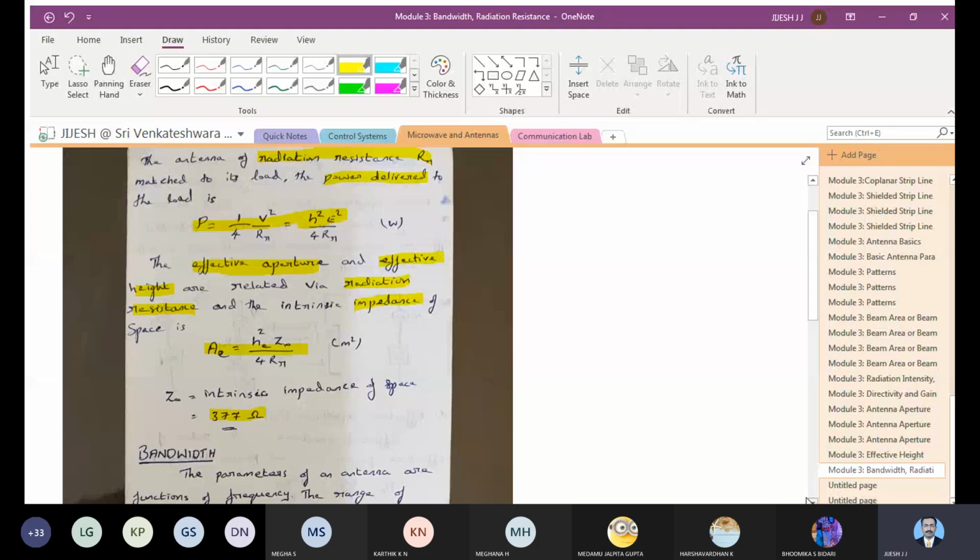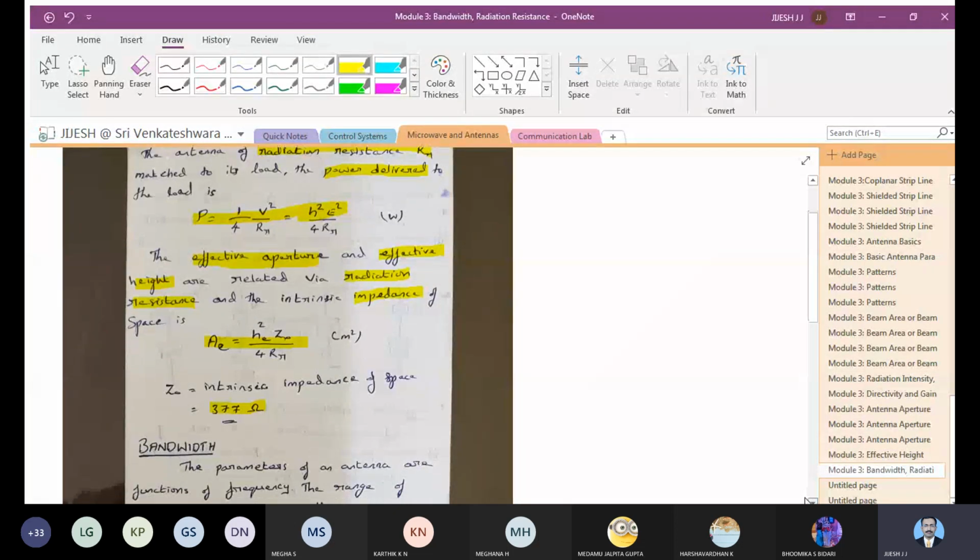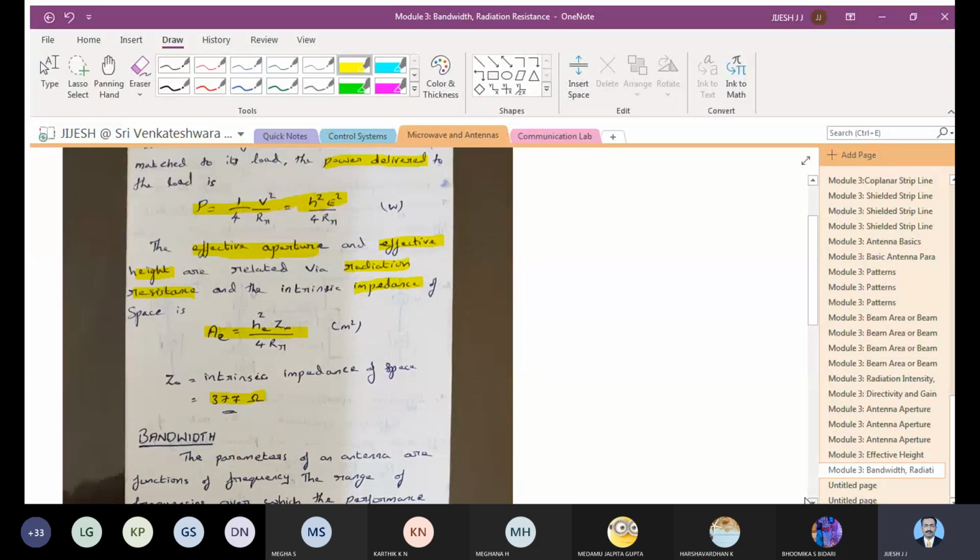So if you complete these equations. We have seen the equation for P, we have seen the equation for A_e, A in terms of height, that is h_e square Z naught divided by 4R_R. We have seen that the intrinsic impedance of space is 377. So you complete all these equations, then we'll start discussing bandwidth.